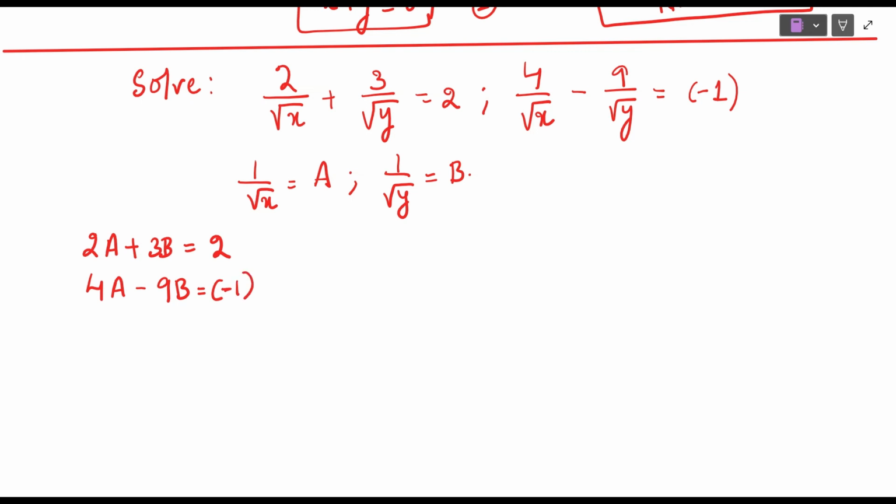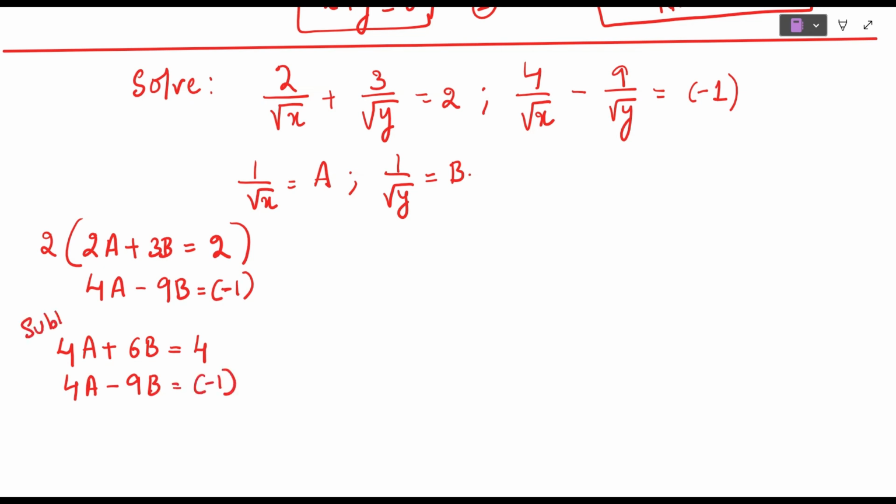So in order to solve this by elimination method, I am going to multiply the first equation with 2. So how much will we get, students? The first equation we will get is 2 2s are 4a plus 6b is equal to 4. And the second one is 4a minus 9b is equal to minus 1. Okay. Now I am going to subtract these two equations. So change the signs for subtracting.